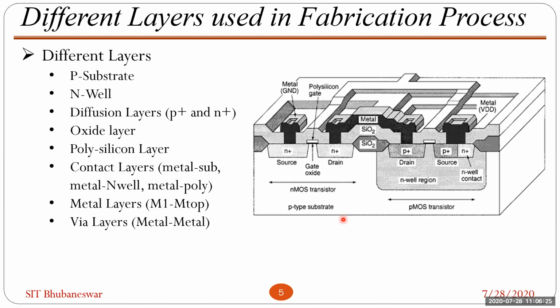In an interview, anyone can ask what the difference between contact and via is. Contact is the base level interconnection, that is poly to metal, diffusion to metal, N-well to metal, and P sub to metal. But via is metal to metal. Suppose you want to connect metal 1 to metal 2, you will put a via. Generally it's differentiated in this way: this is contact, that is via. That I will show you.